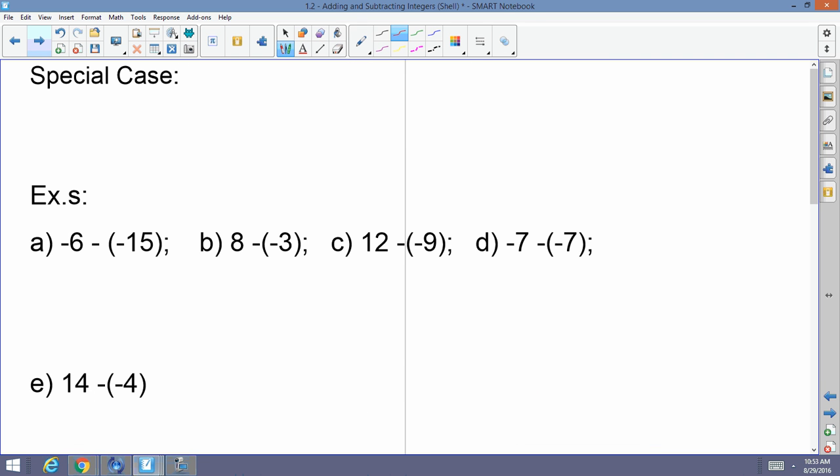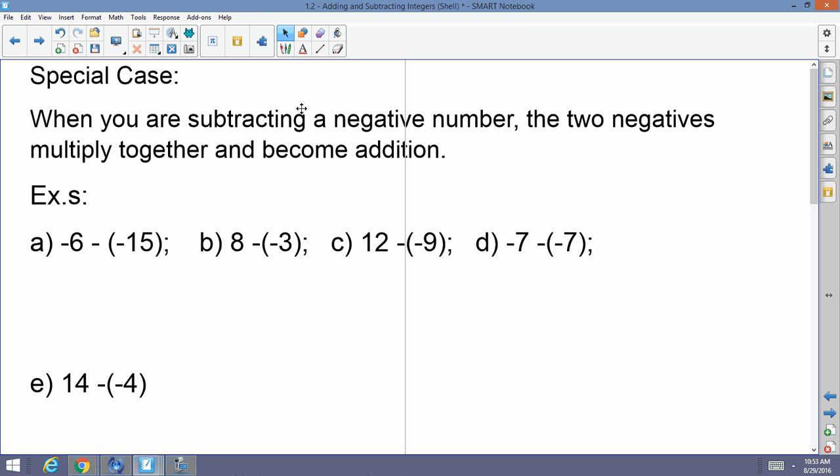Now, special case, okay? The special case, it's not that special, but I want to make sure you understand this. When you are subtracting a negative number, think about that. When you're subtracting a negative number, you're taking a negative away from a negative. The two negatives multiply together, and it becomes addition. And then the rules always stay the same. But a lot of times people get confused when they see that negative and negative, okay?